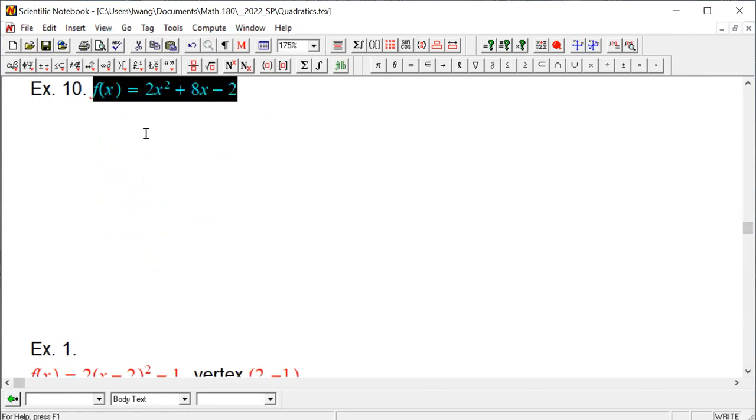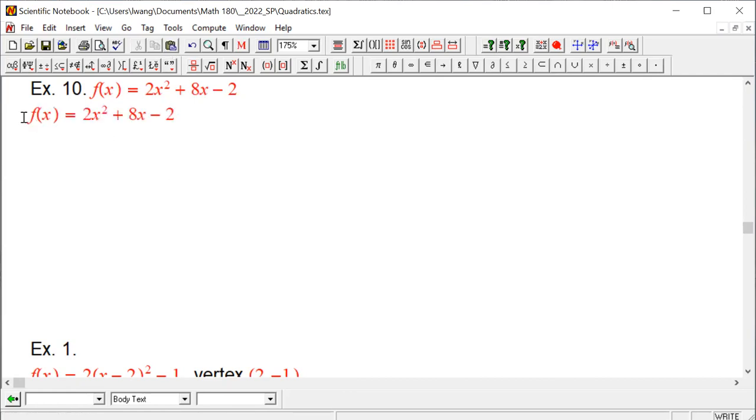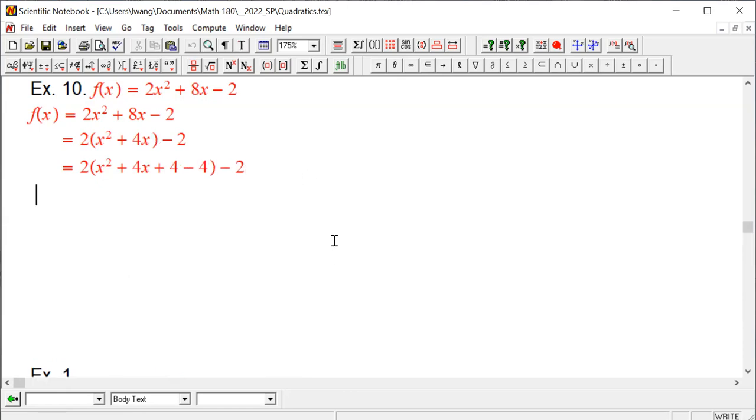Let's do this one. I assume you have probably paused and come back. I promise you this is going to be the last example. So, 2 times the same technique, x squared plus 4x minus 2. Oh, I did make it easier for you. So you're going to plus a 4 minus 4. Oh, this is super easy. I think you should be able to do these now.